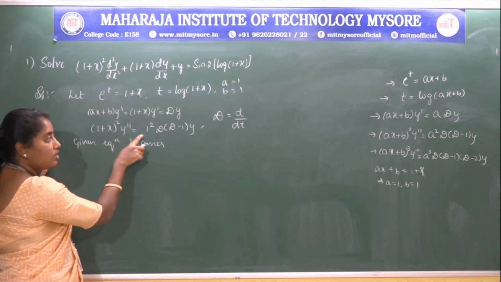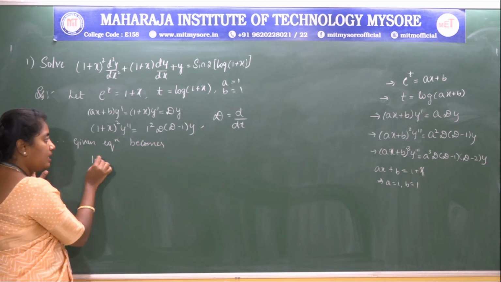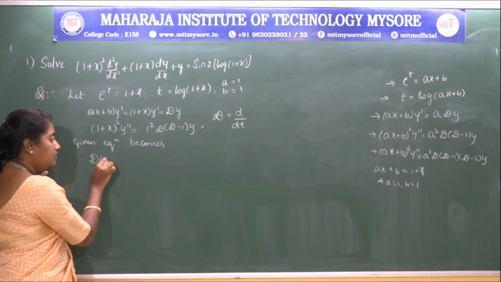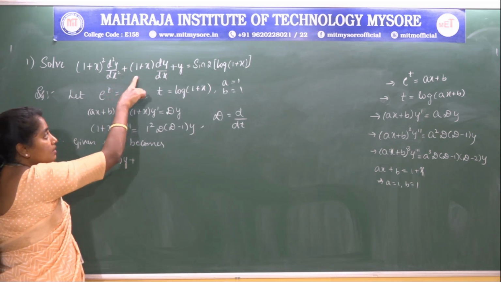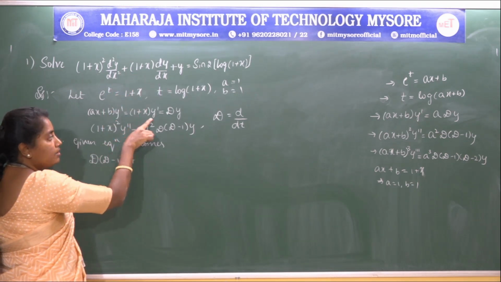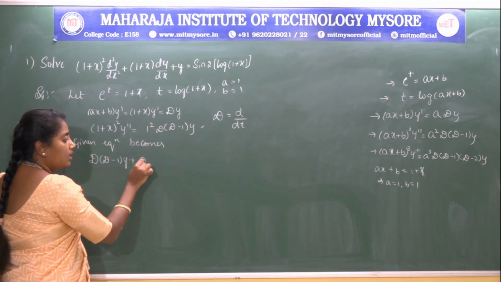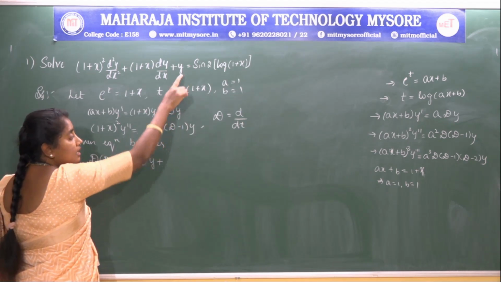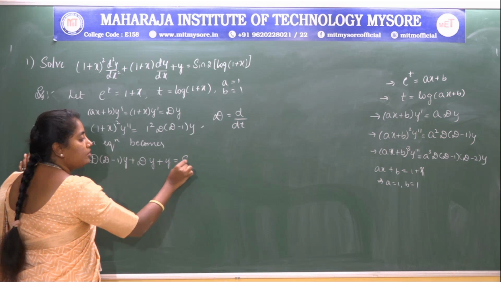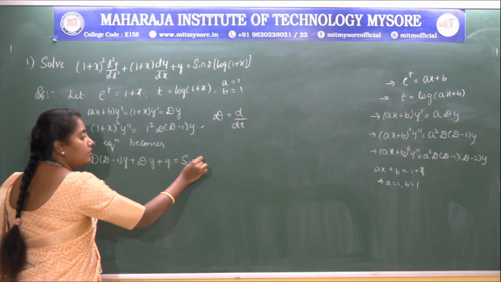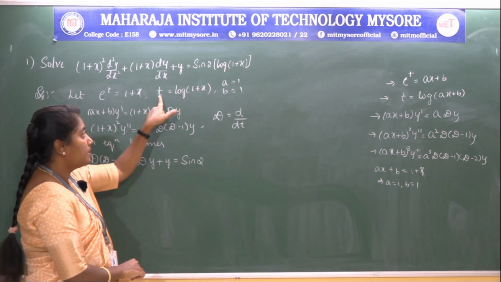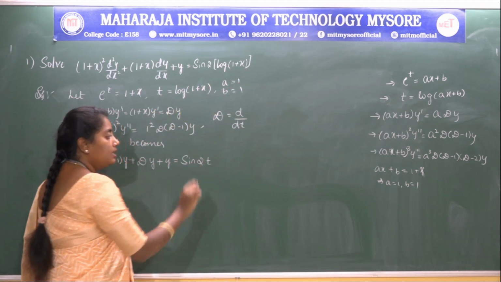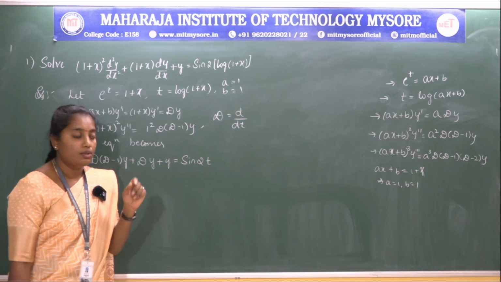So now the given equation becomes 1 plus x whole square d square y by dx square, which is nothing but y double dash, is equal to 1 into D into D minus 1 of y, plus the first order element, that is 1 plus x y dash, equal to dy, plus here we have y equal to sine of 2 times log of 1 plus x. Log of 1 plus x is equal to t. So we get sine 2t.